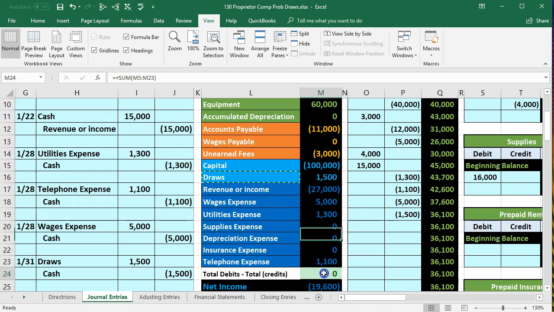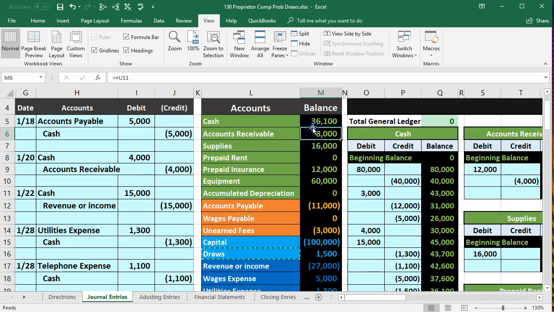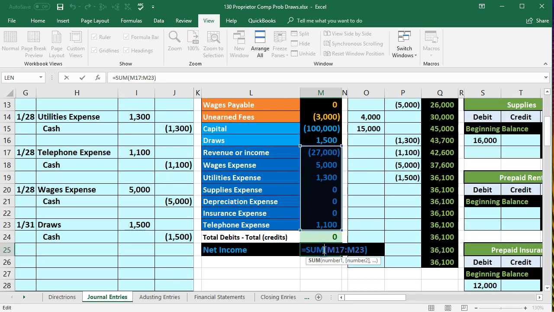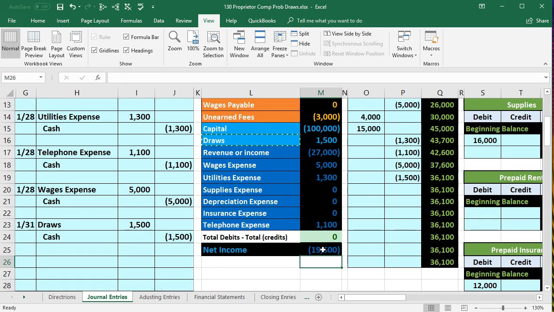We can see we're back in balance. And what did this do? We brought down cash and decreased the equity section, but did not affect net income, for the amount that the owner drew out of the company for personal, not business, usage.